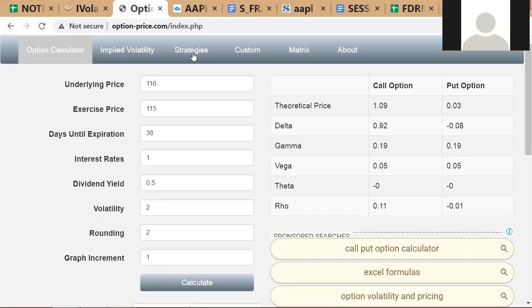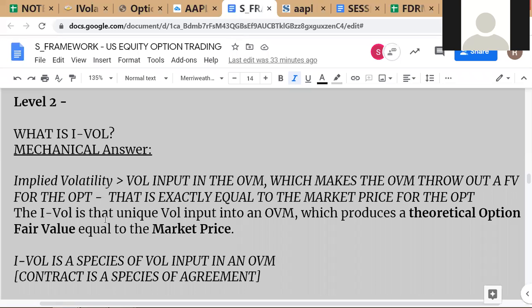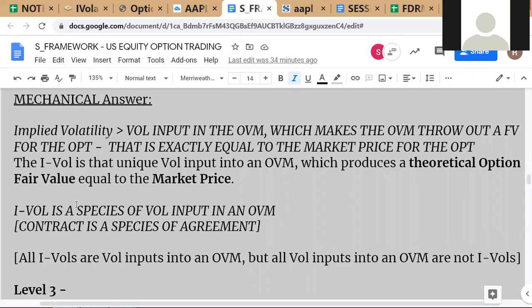Okay. So sorry, I've got this continuous movement there. Okay, so that's what I say the I-Vol is. It's the input which I get, which will create a model output exactly equal to the market price. Okay. Now, what am I saying here? I got distracted actually. Okay, this is the statement I want you to understand. It'll cement your understanding of I-Vol.